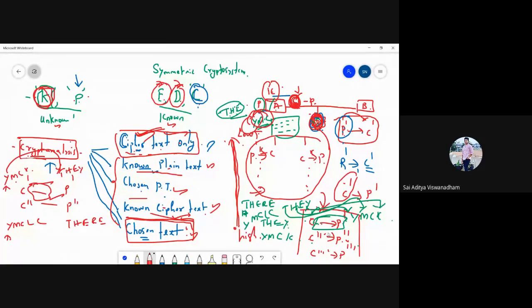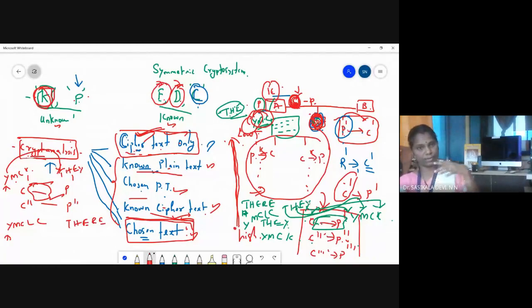Actually, we'll do it for each and every symmetric cryptosystem, and we will get a better understanding. All these are based on frequency analysis attack, differential analysis attack, and linear analysis attack.